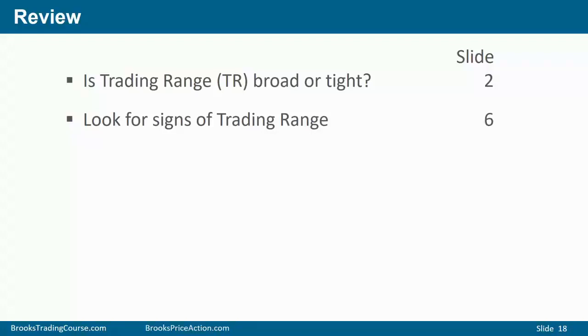I'm also always looking for early signs that the market might be in a trading range. Are there a lot of bars with prominent tails, small bodies? Is there an absence of consecutive strong trend bars up or down? Are there a lot of reversals? Are there a lot of two-legged moves up and down? All of that is evidence that the market is probably in a trading range. And if it is, I'm going to start trading it as if it's in a trading range.